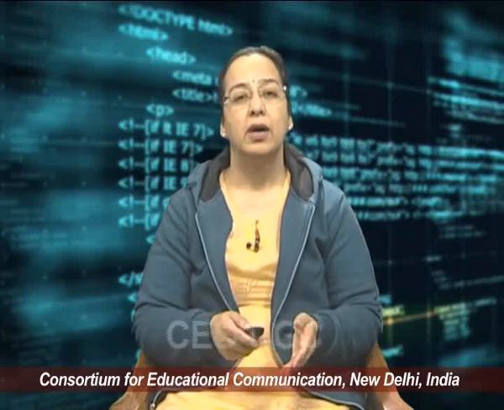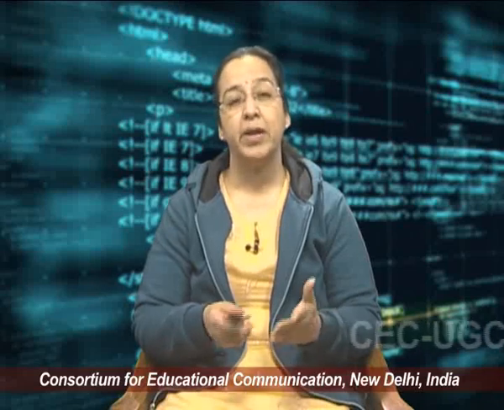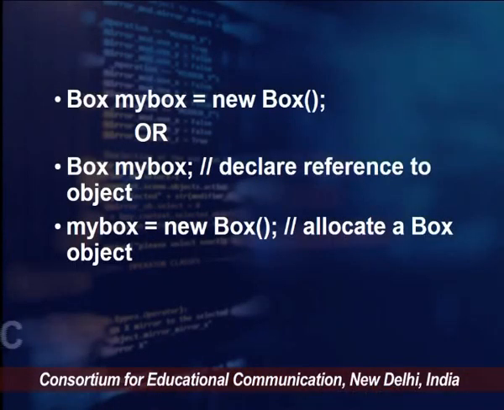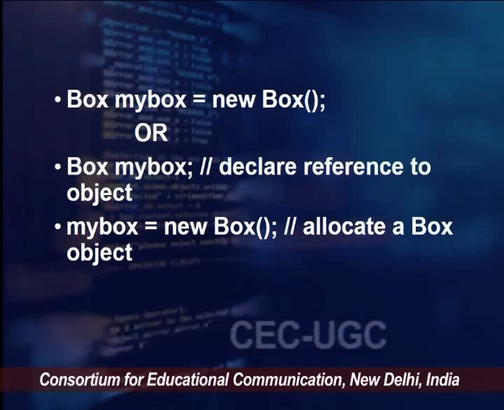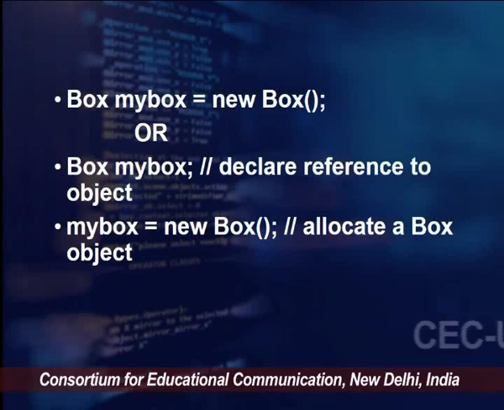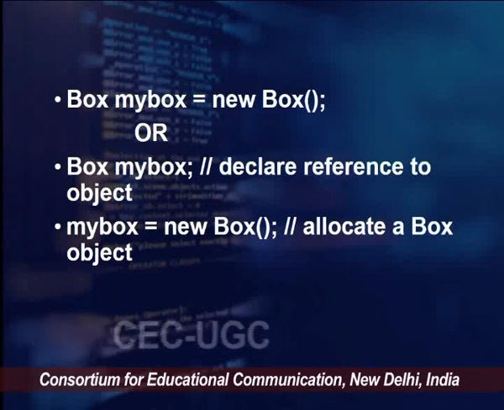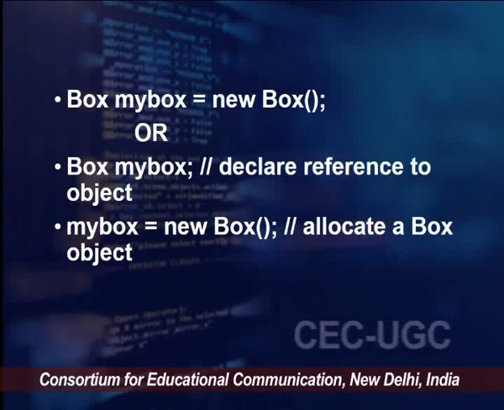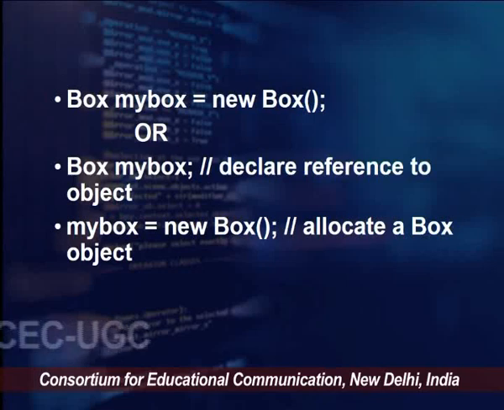And this new keyword allocates memory for an object during runtime, and using this approach we will be able to create as many objects as we require. The statement was Box myBox = new Box, as written on the screen, or this can be subdivided and written in two statements. One is Box myBox, that is declaration of a reference to the object, and another one is myBox = new Box, which is an allocation of a Box object.